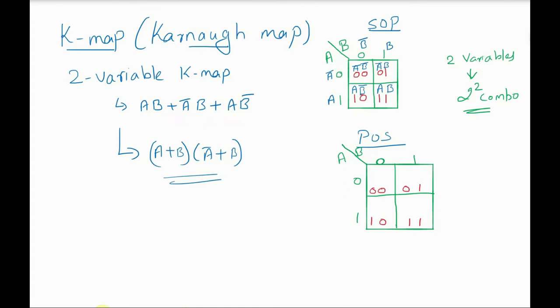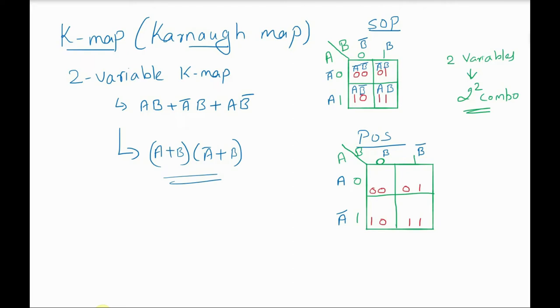Now for POS expression, if the value of A is 0, then it is written as A itself. In SOP expression, if the value of A is 0, then it is written as A bar. But in POS expression, if the value of A is 0, then it is written as A, and if the value of A is 1, then it is written as A bar. Similarly for B, the value of B is 0, therefore this column is B. And this column, since the value of B is 1, is B bar.